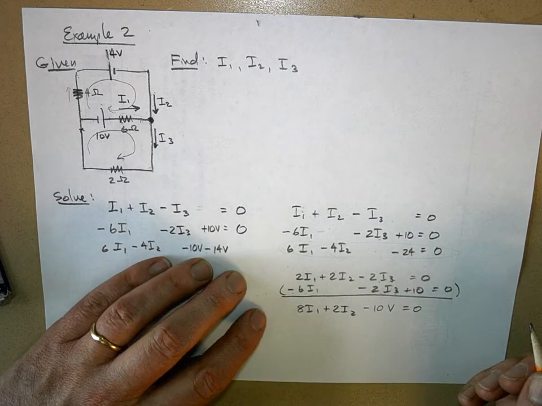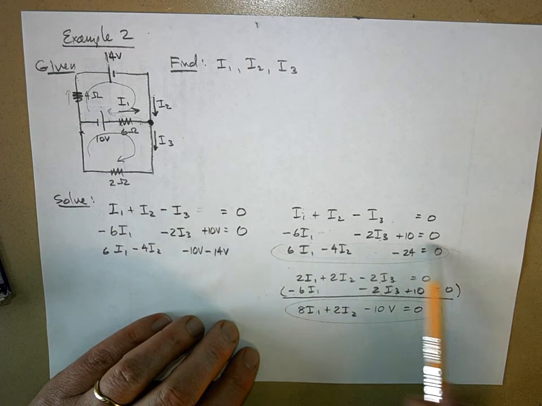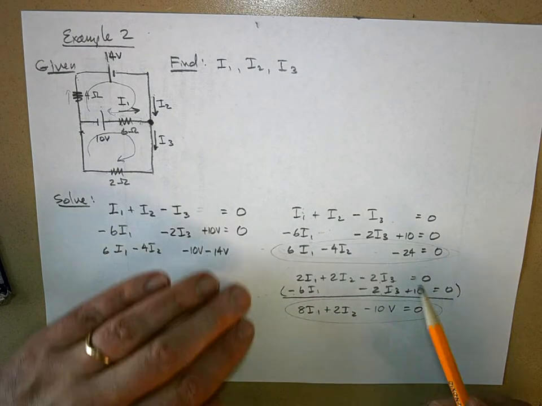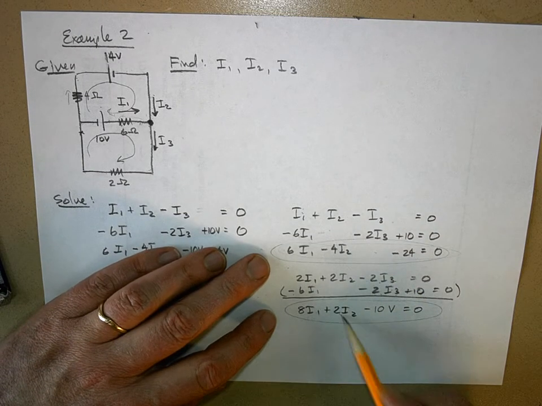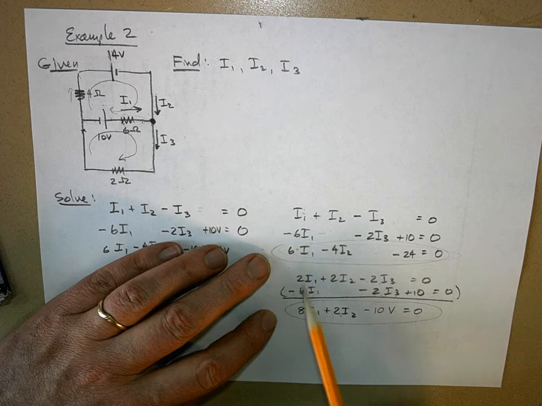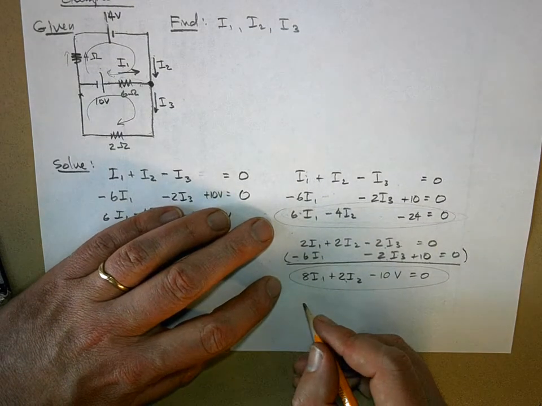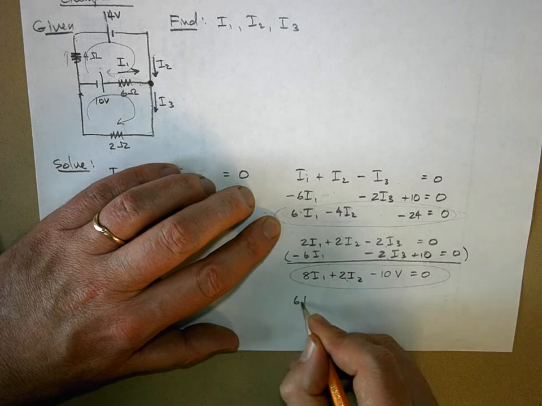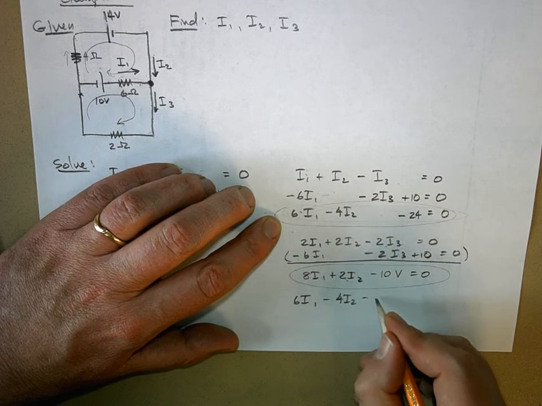But now I've got an equation with the same two unknowns as this one has. And I ask, what's the easiest thing to do? Let's multiply this one by 2, and then we'll add these two equations together. So let's rewrite it. This is kind of cumbersome, but you just have to figure out how to do it. 6I1 minus 4I2 minus 24 volts equals 0.